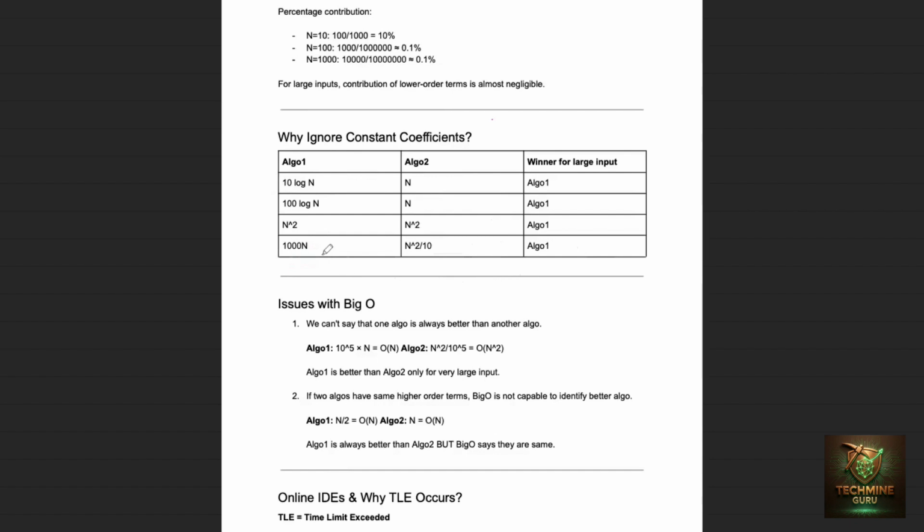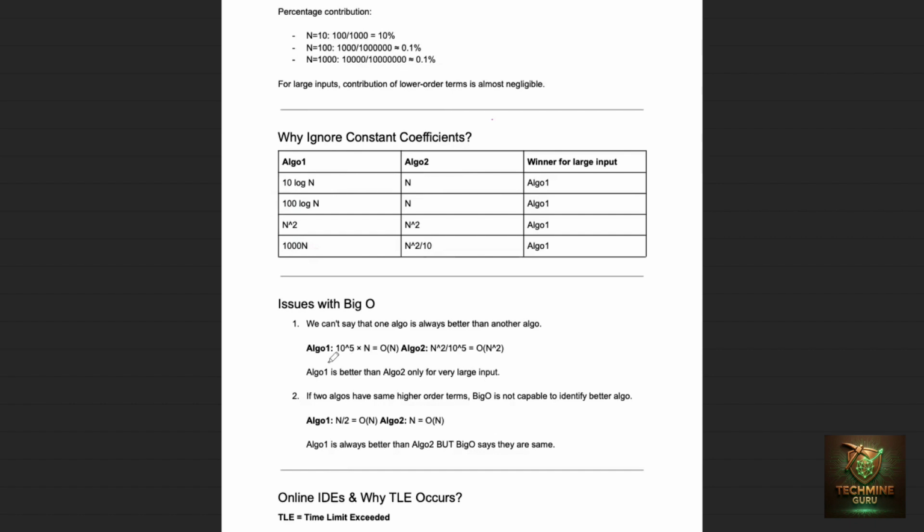So if you see, the constant coefficient which is there in each algo is not making any contribution, so we can ignore the constant coefficient. But there are some issues with the BIGO as well. So let's see what the issues in the BIGO are. In BIGO, we can't say that one algo is always better than another algo. So let's take one example.